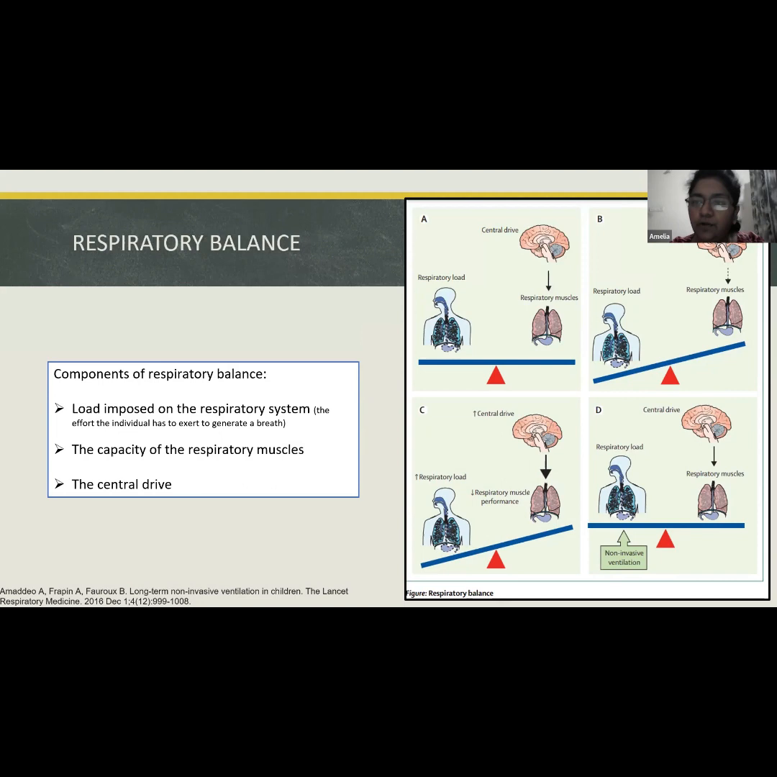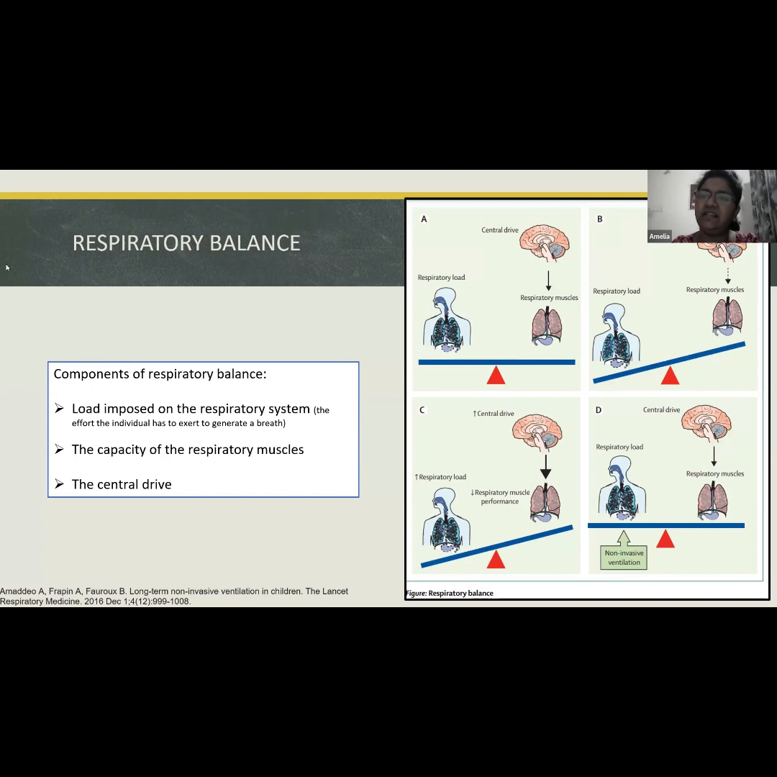Next is the capacity of your muscles in itself. If your regular muscles don't work, you have your accessory muscles. And the last is the central drive. So if you look at the first picture, that is A, you have the respiratory load, which is working enough to help the respiratory muscles to actually work well. And you have the central drive that is keeping in balance and saying, you've taken a breath, that's enough, now let out a breath. And we keep going that way.